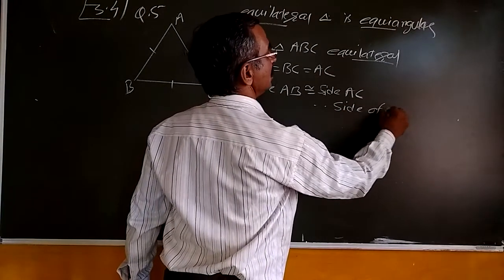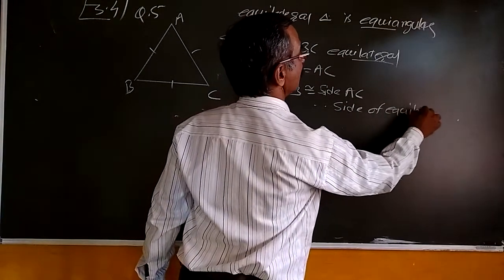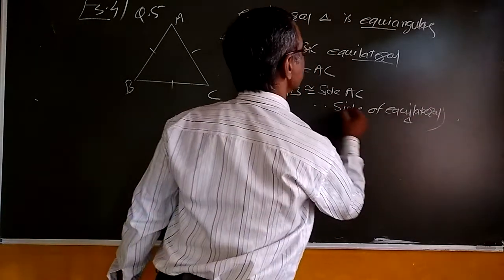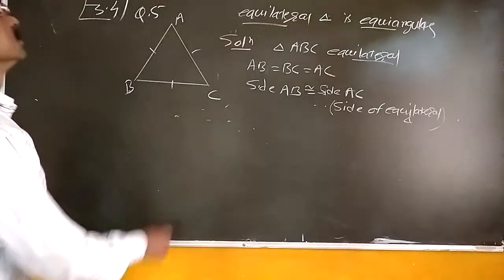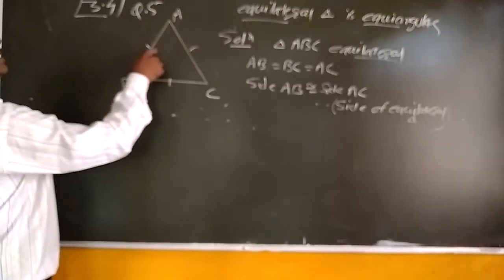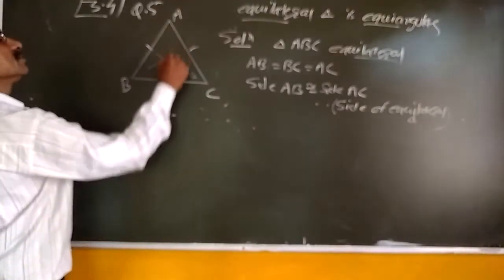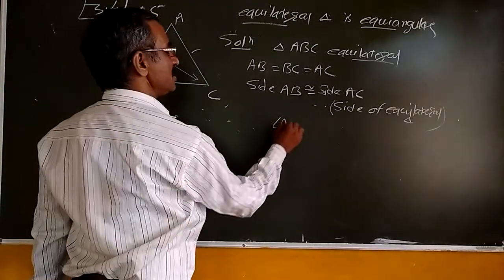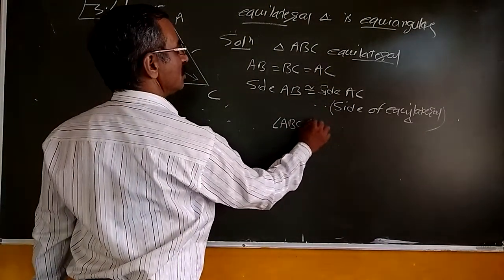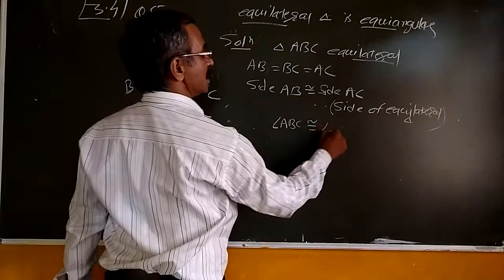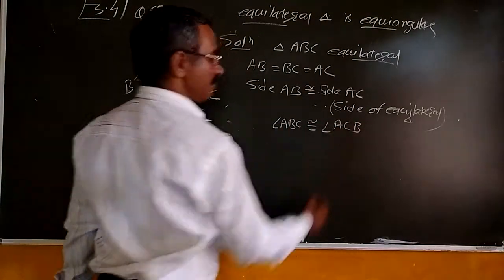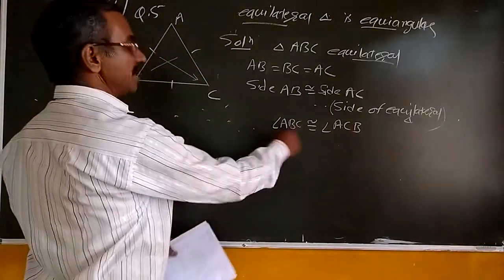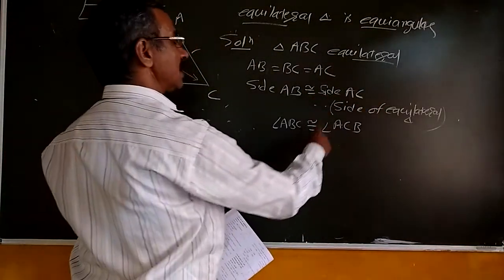Side of equilateral triangle. That is the reason. Then if these two sides are equal, then their opposite angles are also equal. Means angle B and angle C, means angle ABC is congruent with angle ACB. Property of an isosceles triangle.